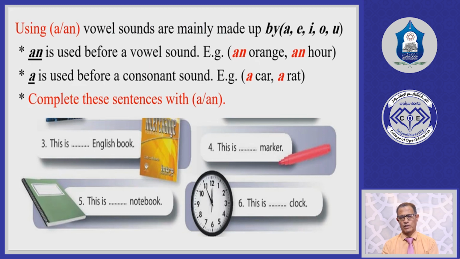So it should be a book, a pen, a pencil, a boy, a woman, a man, an apple, an orange, an egg. So these two articles, "a" and "an", are both used with singular nouns, and they cannot be used with plural nouns and also with non-count nouns. Also, we cannot say, for example, a sugar, a flower.